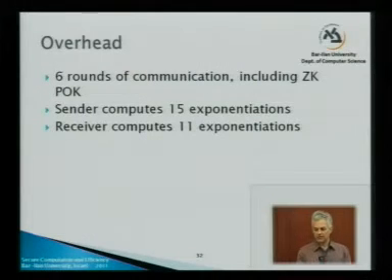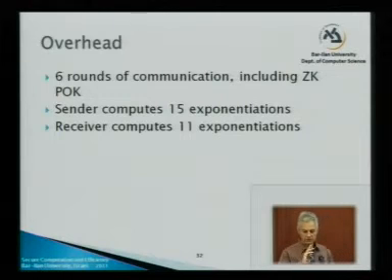What about overhead? The total protocol is going to take 6 rounds of communication, including the zero knowledge proof of knowledge. The server computes 15 exponentiations, and the receiver computes 11, which is not very little, but not very much. So it's not very bad, and I'll say later what happens if you need to compute many of these oblivious transfers.